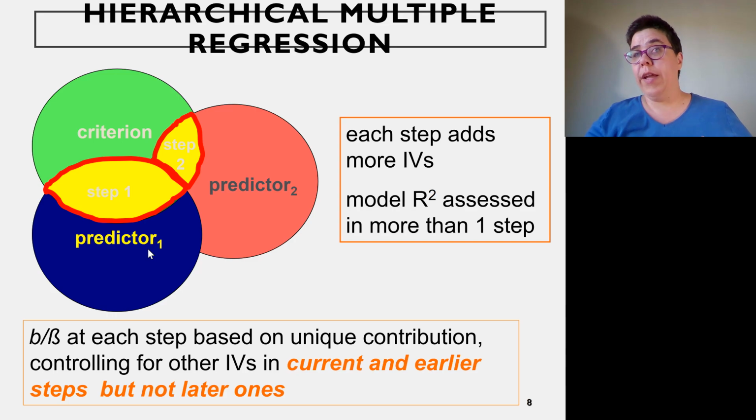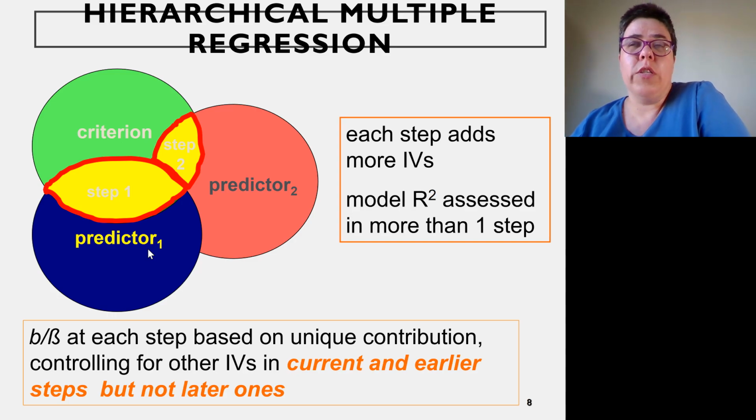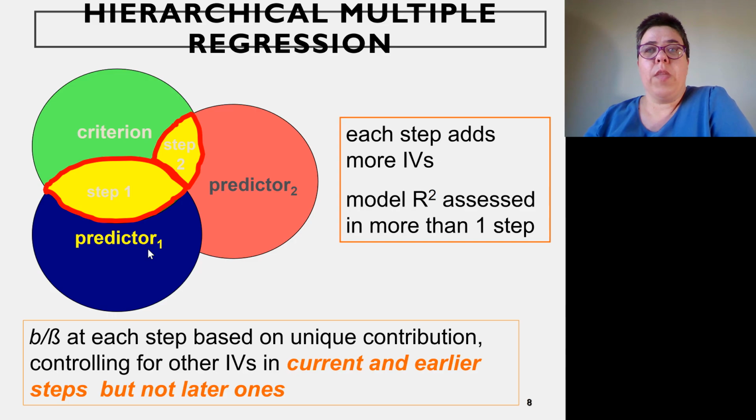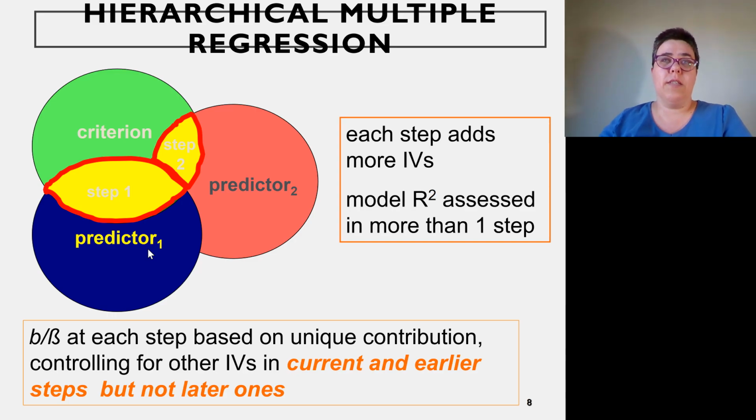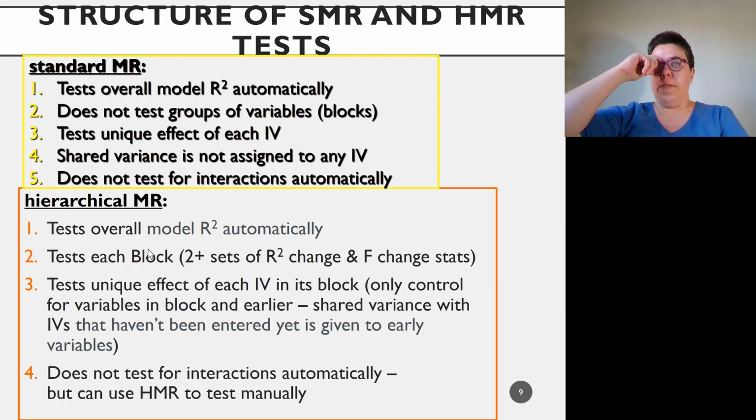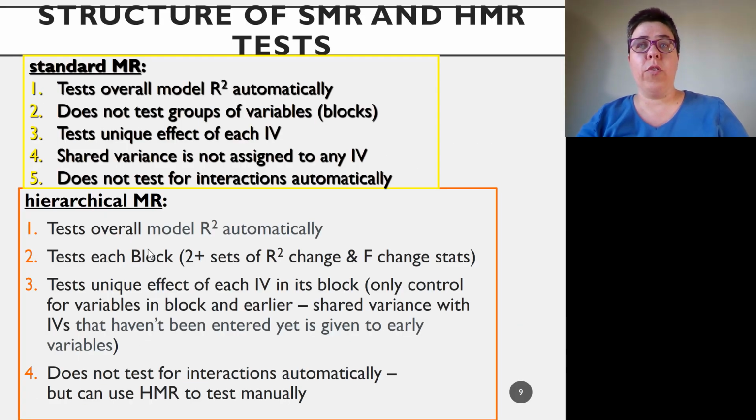And the variable entered in block 1, predictor 1, is going to be given shared variability with a later predictor entered in another block. So in this case, when predictor 2 is entered in block 2, its coefficient is going to be the same as if it was an SMR. But the coefficient for predictor 1 is going to look very different. It's going to be bigger because it's got the shared variability that's assigned to it and given credit for it.